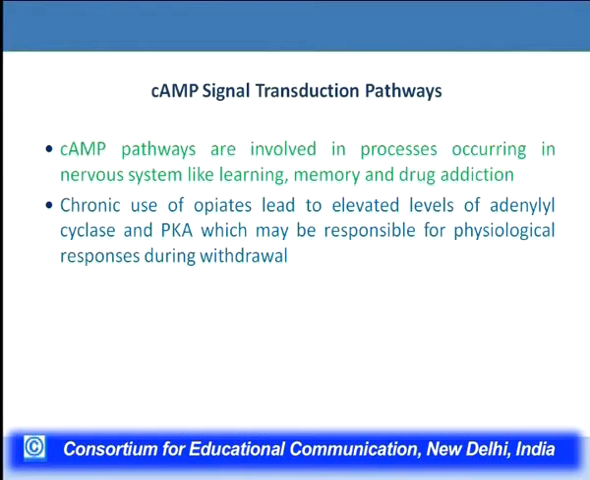These cAMP pathways are involved in a large number of processes occurring in the nervous system like learning, memory and drug addiction. So it has been suggested that people who use opium or opiates usually have a high level of adenylyl cyclase and PKA in their body, and that's why when they are withdrawn from the opiates, there is a specific set of physiological responses, because no more cAMP is getting produced by the cells of these organisms.